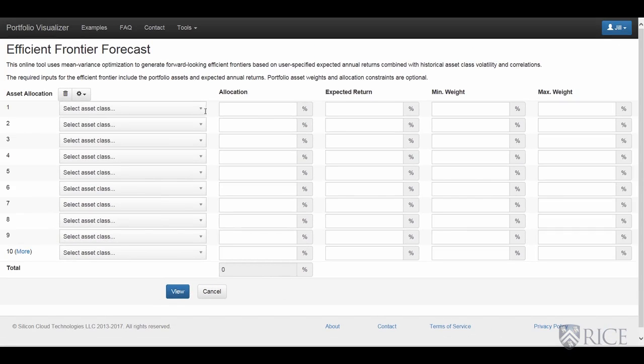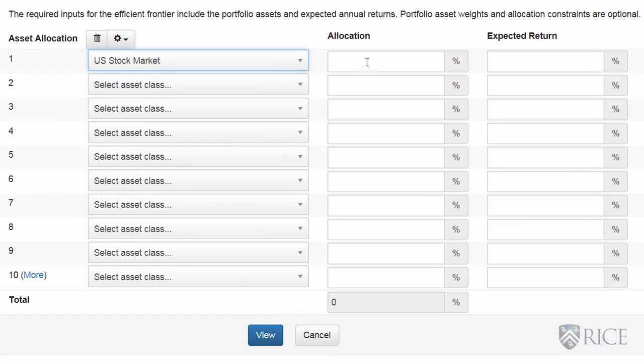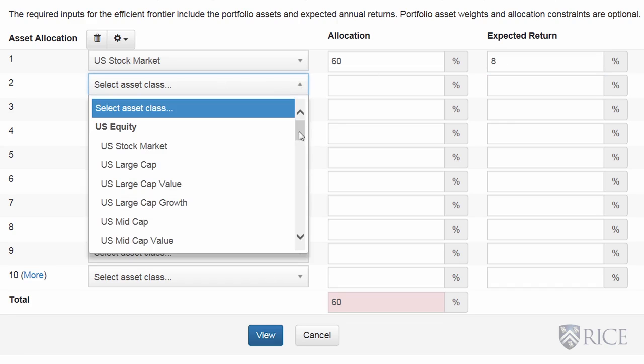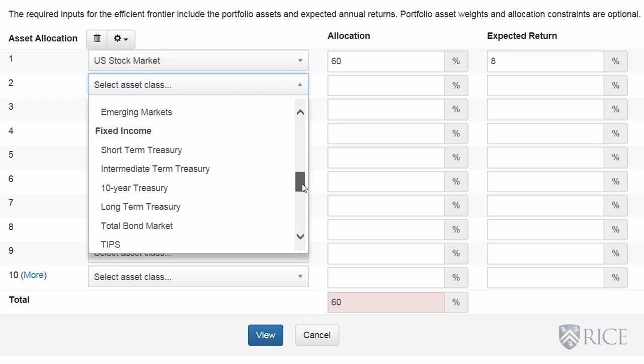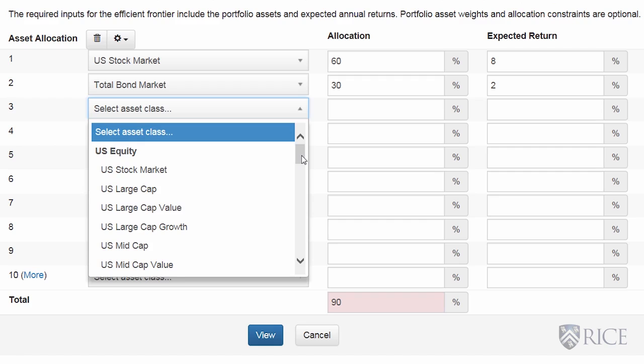This is going to look very much like the historical efficient frontiers, except we're just going to put in the asset classes. We can put in an allocation, a minimum weight, maximum weight, but we definitely need to include the expected return. I'm going to take a look at 4 asset classes: the U.S. stock market, of which I'm going to give an allocation of 60% and an expected return of 8%. I'm going to look at bonds, so the total bond market, with an allocation of 30% and an expected return of only 2%. I don't think bonds are going to perform very well this year.